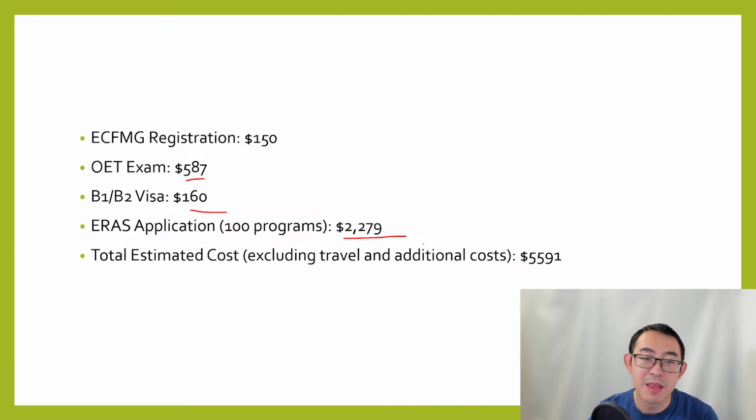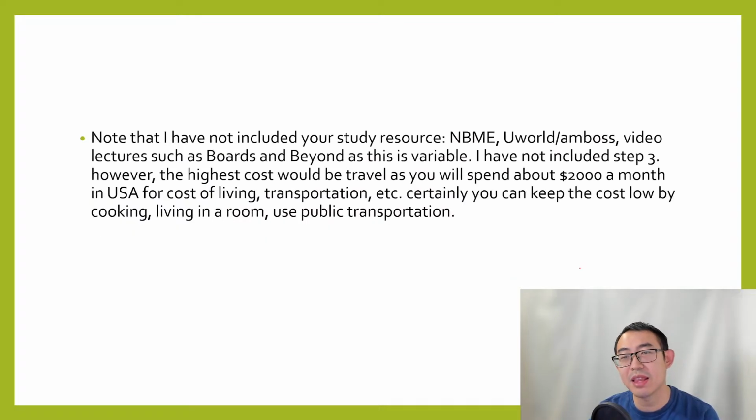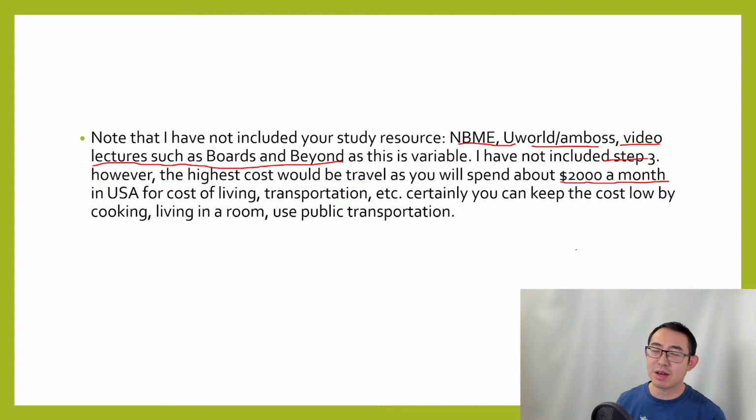Inflation, right? So the total estimated cost is this, but I have not calculated the NBME or UWorld subscriptions, or if you want to buy some video lectures like Boards and Beyond, maybe Kaplan. I have not included Step 3 either. But the biggest cost would be when you stay in the US, because it's around $2,000 a month. You can probably survive just like me. I think I survived on $1,000 a month in New York, in a room.